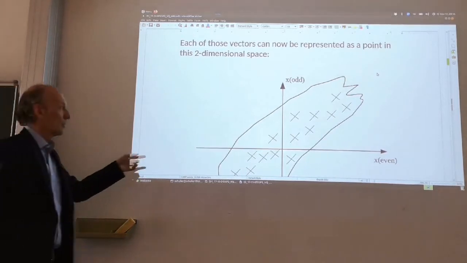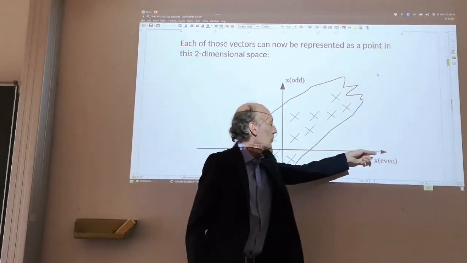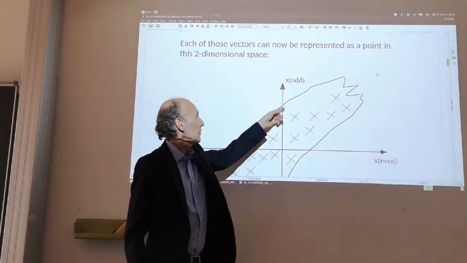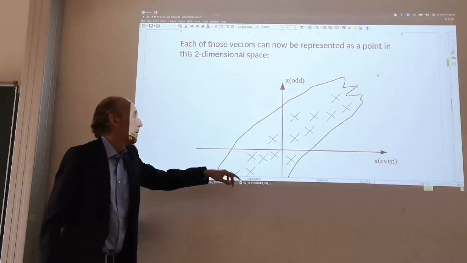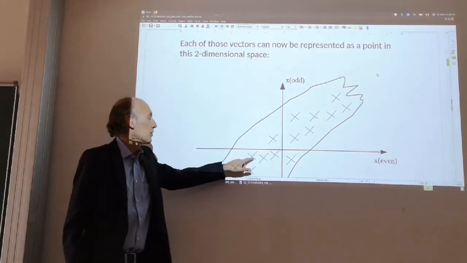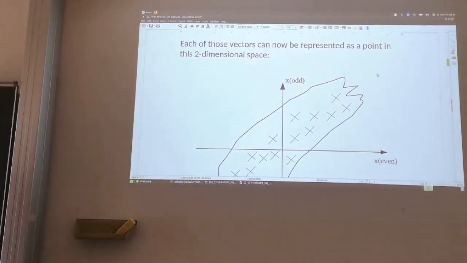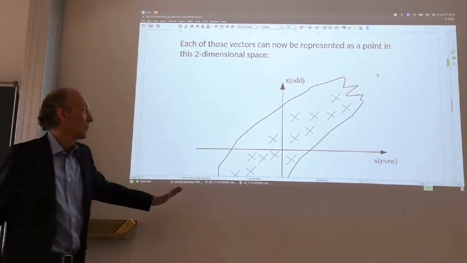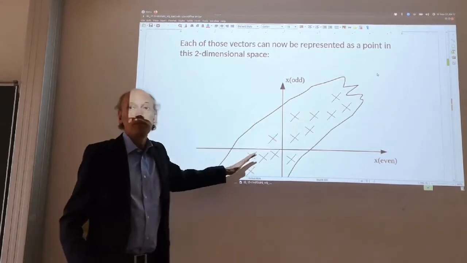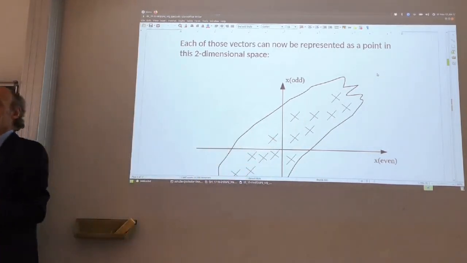So here is the first sample of each vector, and this is the second sample of each vector. And that means each vector is one of those crosses here. And if they are similar, they lie on more or less this diagram here. Make sense?